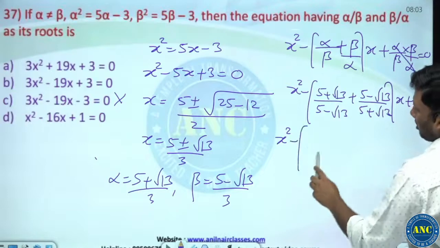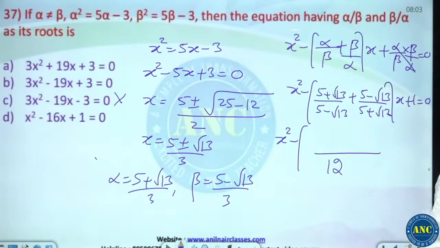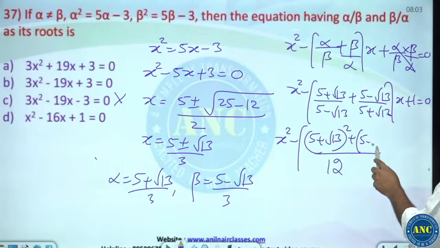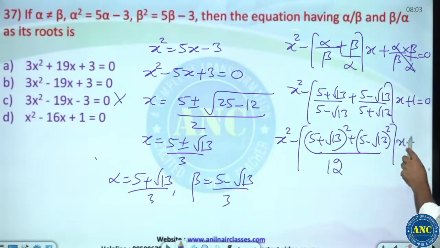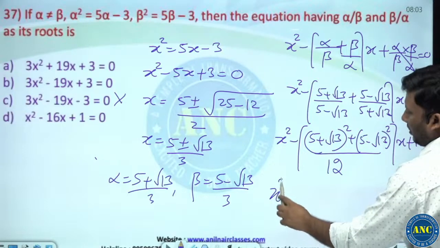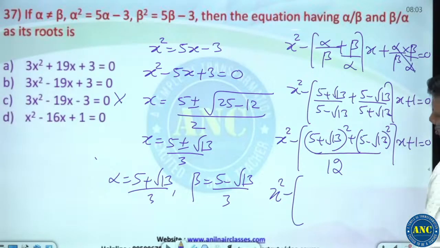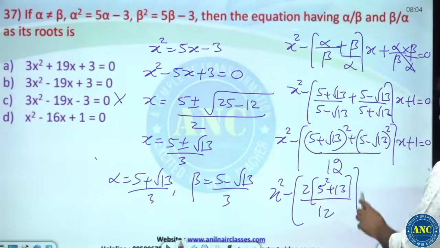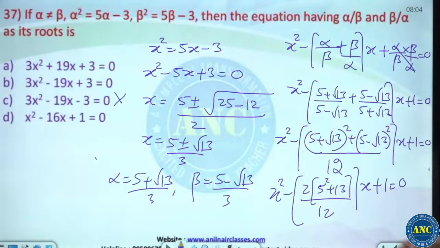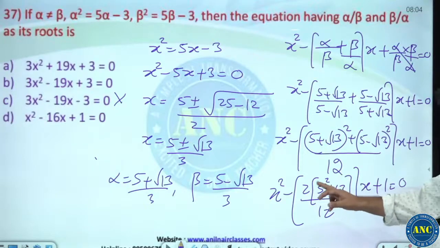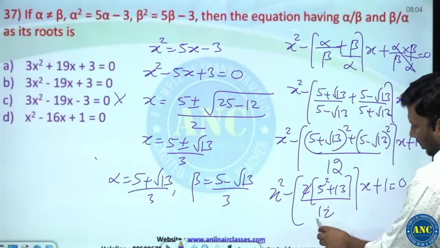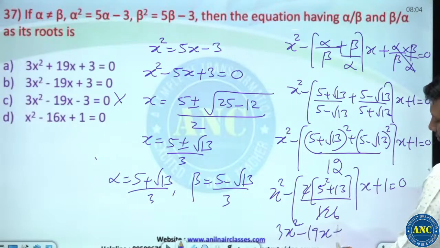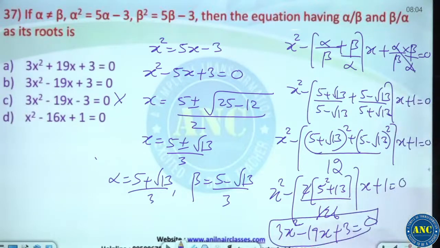So this will be x square minus, 25 minus 13, it is 12. So here it will be 5 plus root 13 whole square plus 5 minus root 13 whole square into x plus 1 equivalent to 0. A plus b whole square plus a minus b whole square is 2 into a square plus b square, divided by 13, into x plus 1 equivalent to 0. 25 plus 13, 38. 38 means 2 sixes are 19 by 3. 3x square minus 19x plus 3 equivalent to 0. This is the answer. Very, very easy question.